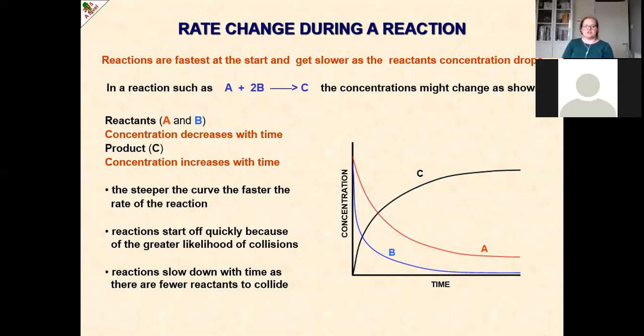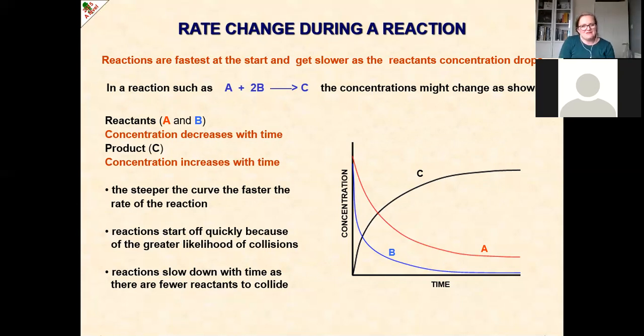So, rate change during a reaction. If our particles can breach the activation energy barrier and a reaction is triggered, reactions are the fastest at the beginning and then they slow as the reactant concentration drops. It makes sense. We've got all these reactants and then they're going to get used up. As they're used up, the reaction will start to slow because we have fewer collisions. The pressure will decrease. Our concentration will decrease. So obviously the reaction rate slows down.